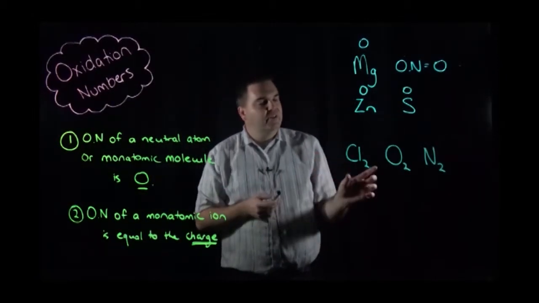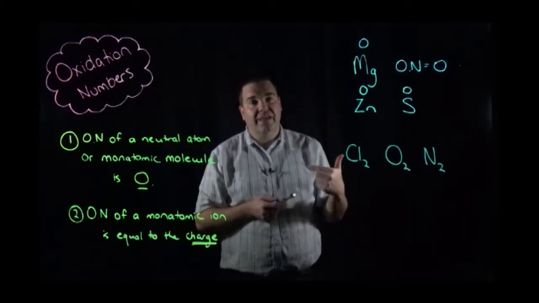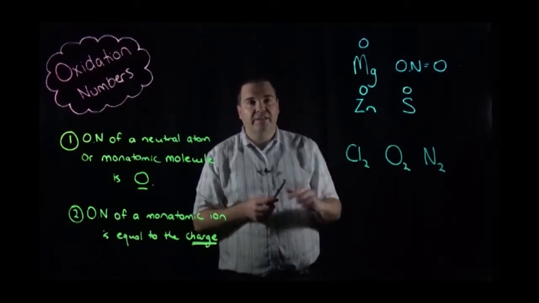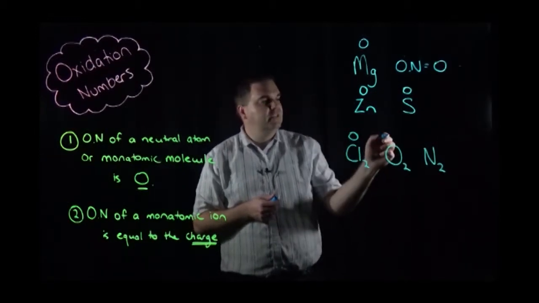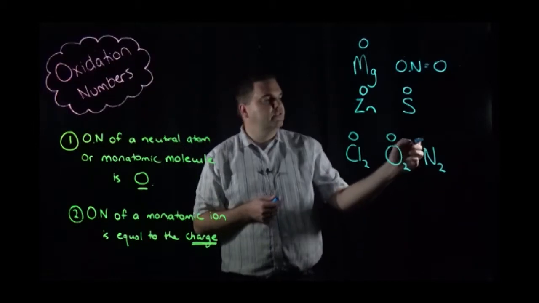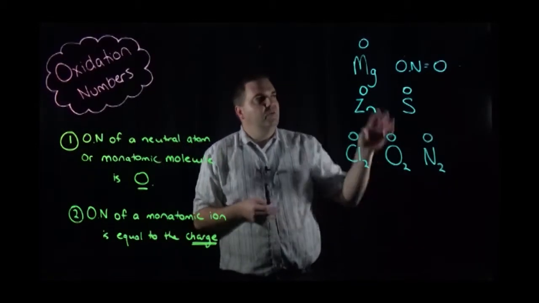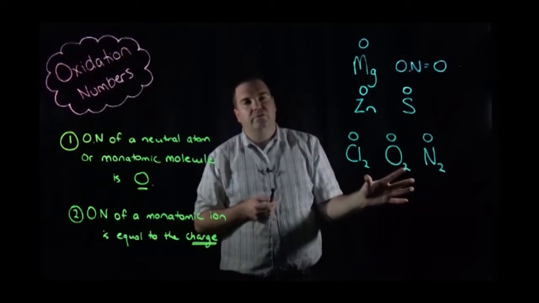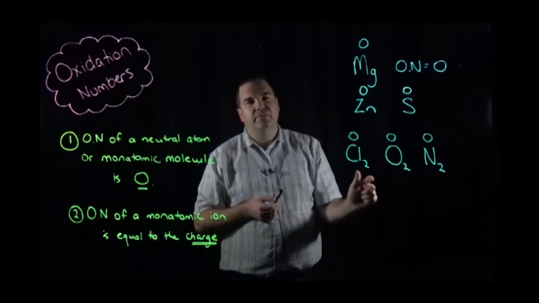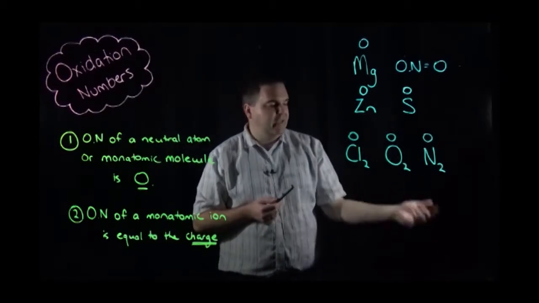In chlorine, oxygen, nitrogen, there's no charge on any of these molecules. So again, the oxidation number of the chlorine atom here is 0. The oxidation number of the oxygen here is 0. The oxidation number of the nitrogen is 0. So all of those, whether it's a single atom by itself or a molecule that's only got 1 type of atom in it, the overall charge is 0, so the oxidation numbers are 0.